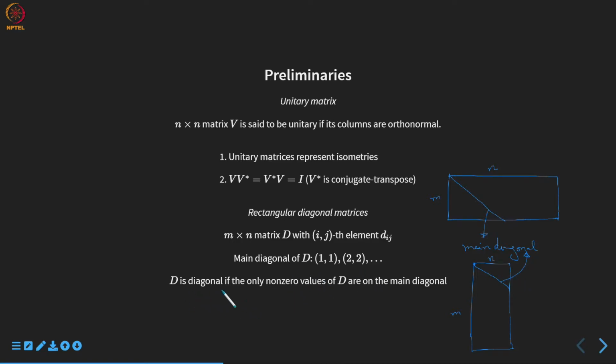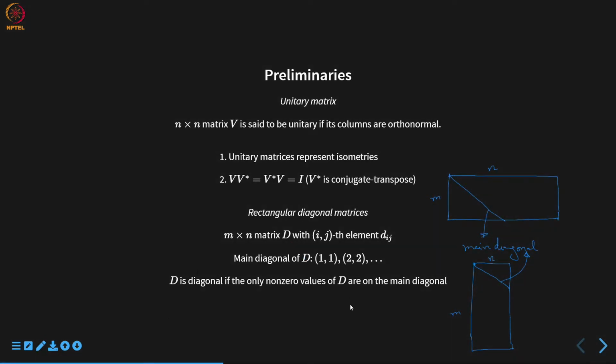When do I say a rectangular matrix is a diagonal matrix? Only if the non-zero values show up only on the diagonal, then the rectangular matrix is also called a diagonal matrix. This is a convention that we will use. Both these unitary matrices and such rectangular diagonal matrices will show up in the description of the singular value decomposition. So that's why we need this. These are preliminaries. Hopefully it's clear.